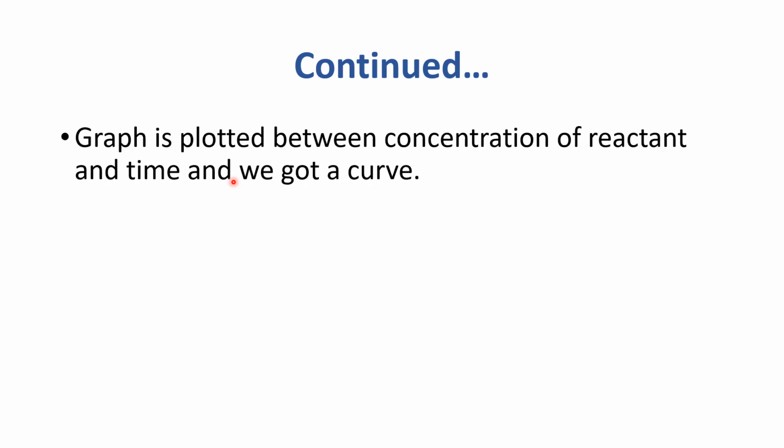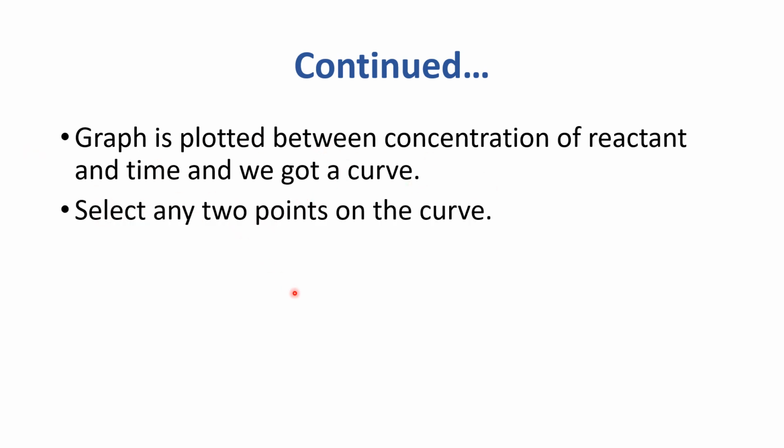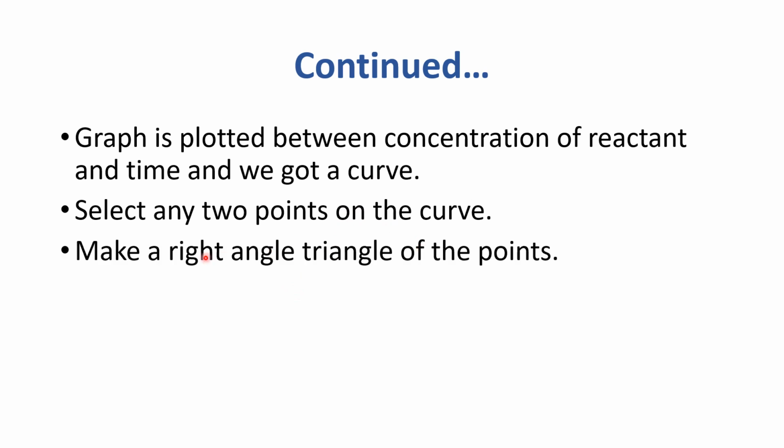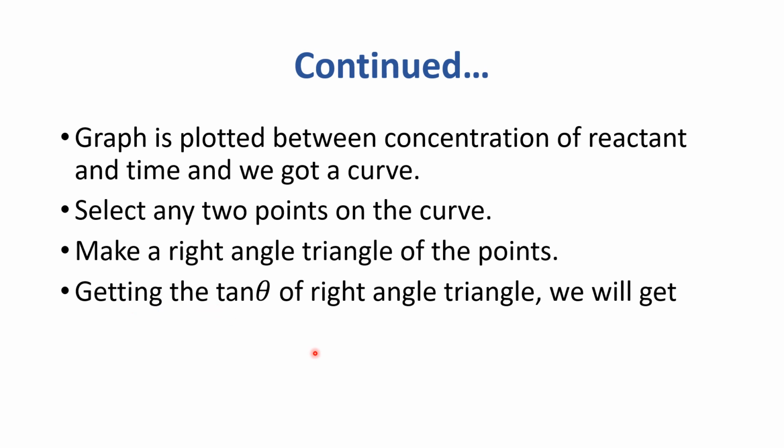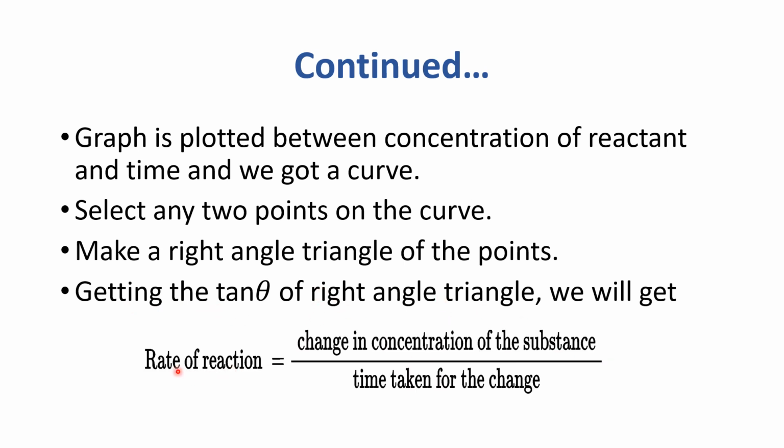So rate of reaction को हम basically graphical method के जरिए determine करते हैं. Graph is plotted between concentration of reactant and time and we get a curve. Select any 2 points on the curve. Make a right angle triangle of the points. Getting the tan theta of the right angle triangle, we will get the rate of reaction, that is equal to change in concentration of the substance over time taken for the change.